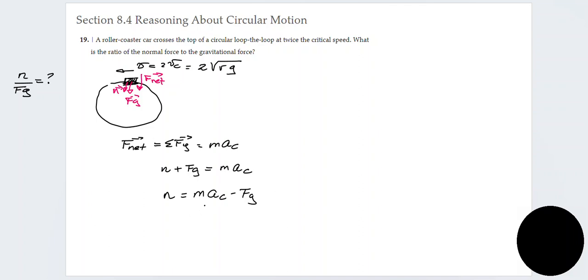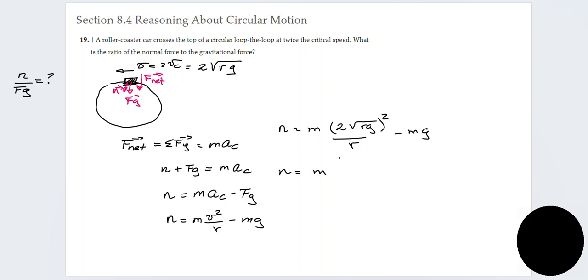Now, what is this centripetal acceleration? It is v squared over r. So we substitute now. We say mass times v squared over r minus the force of gravity, which is mass times gravity, right? So now we know that this v is twice the critical velocity, so it's 2 times the square root of rg. So we have that N is equal to mass times 2 square root of rg squared over the radius minus mass gravity.